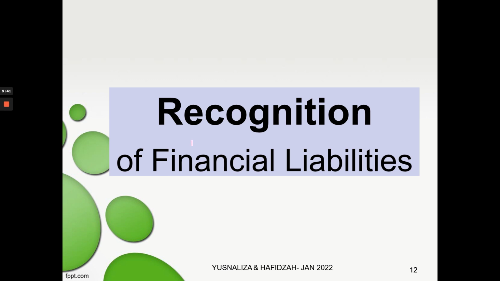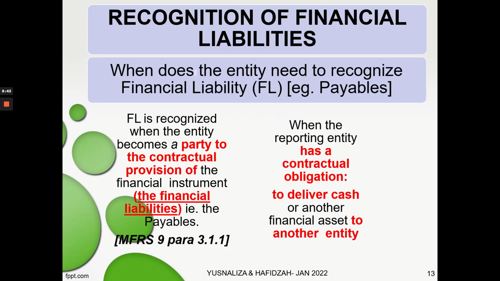So let's look at the recognition of financial liabilities. According to MFRS 9, when does the entity need to recognize a financial liability? That is the question that we should ask. A financial liability, where I put FL, is recognized when the entity becomes a party to the contractual provisions. So here you can see it's about becoming a party to contractual provisions.